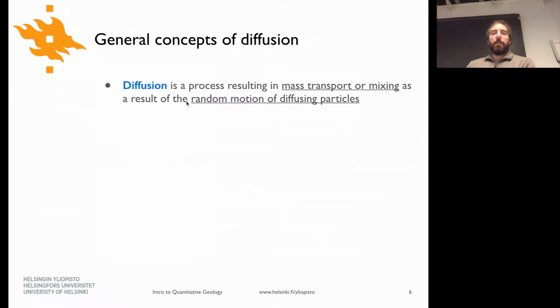So when we talk about diffusion, we're basically talking about a process that results in either mixing or mass transport as a result of random motion of diffusing particles. So we could do a demonstration with this if you'd like, but you might have to get up and move a little bit closer to one another just for a moment so that we can do this.